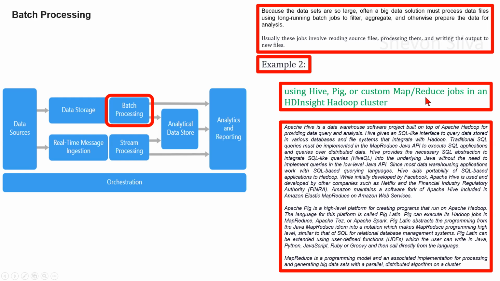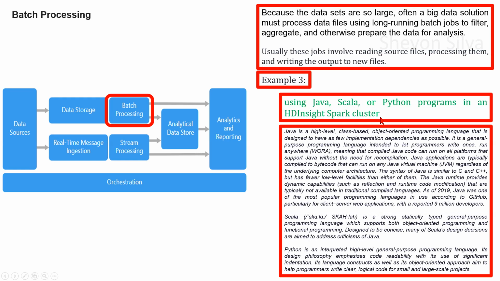MapReduce is a programming model and an associated implementation for processing and generating big data sets with a parallel distributed algorithm on a cluster. As another example, we can consider using Java, Scala, or Python programs in an HDInsight Spark cluster.